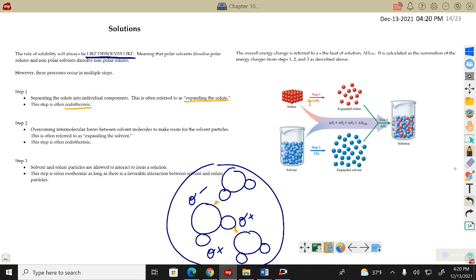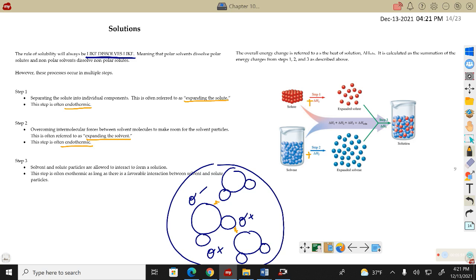Now I also have to do the same thing to the solvent. So it might be water molecules. We want to overcome some of those intermolecular forces between the water molecules to make room for these new solvents, whether it's ions from an ionic solid or whether it's polar molecules. We refer to this as expanding the solvent. We want to separate the solvent a little bit to make room for these new solute particles. This is also endothermic. I'm going to put in a little positive down here. It's an endothermic process to expand the solvent and the solute.